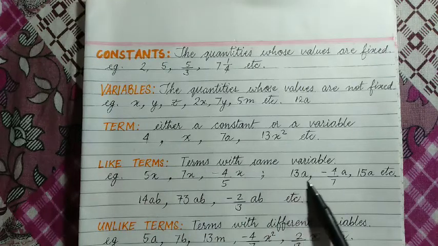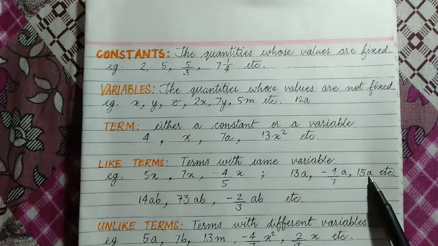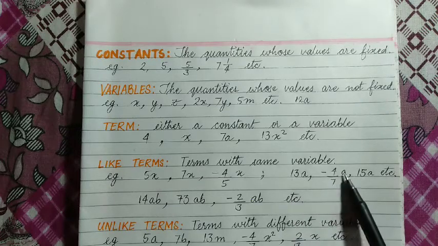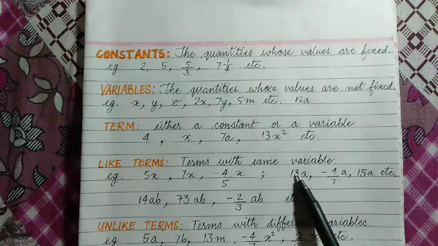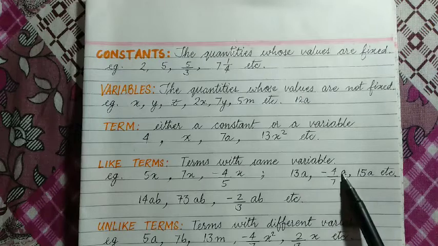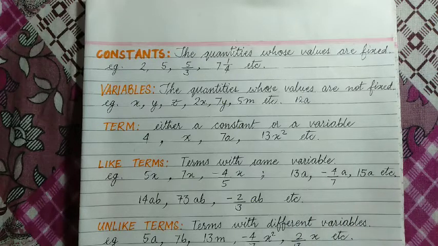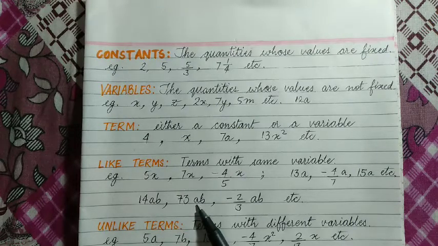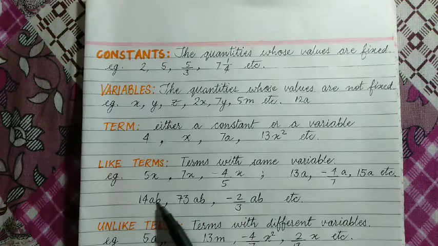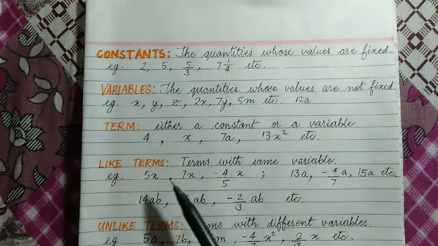Similarly, over here in the second case, we can see the variable is a. So 13a, minus 4 by 7a, 15a become like terms. You don't need to consider the number in front. Okay, you just need to consider the variables. If the variables are same, then we consider those terms to be like terms. Over here, the next example is 14ab, 73ab, minus 2 by 3ab. See, the variables are same. That's why all these terms are considered as like terms.